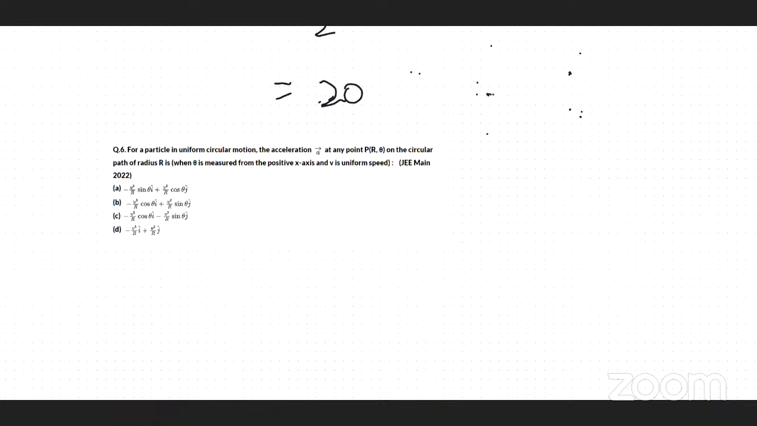Oh, this is resultant acceleration, right? V is the uniform speed. Okay, so V square by R तो centripetal आ जाती है ना. On the circular motion, path of radius R is measured. V is the uniform speed.